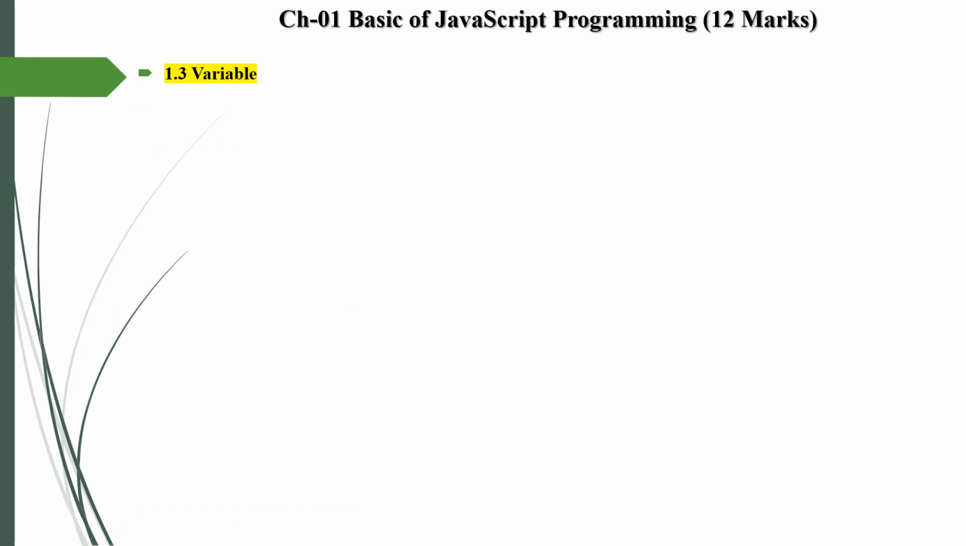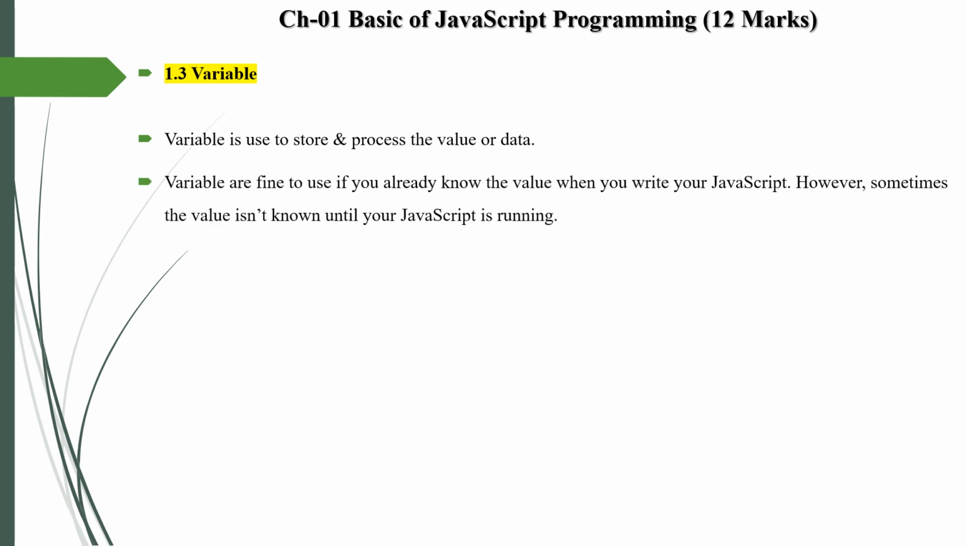Then next we see variable. The variable concept we already study in many subjects like C, object oriented programming, Java programming. So variable definition is same. A variable is used to store and process the value or data. Variables are fine to use if you already know the value when you write your JavaScript. However, sometimes the value isn't known until your JavaScript is running.